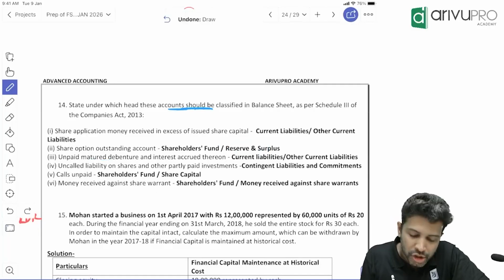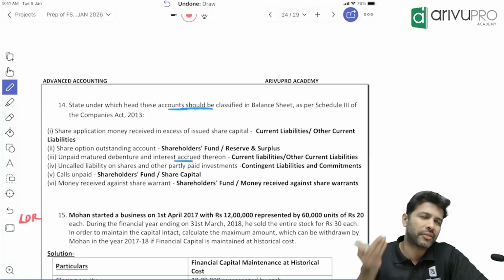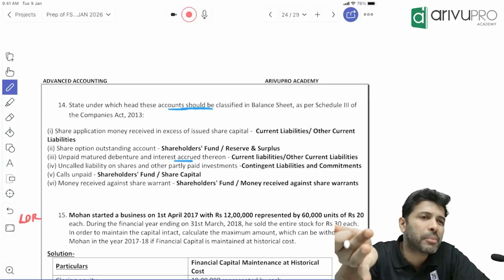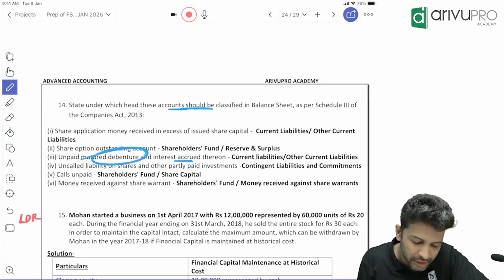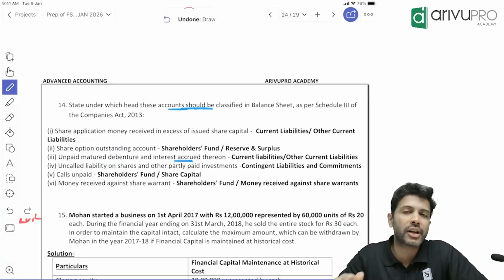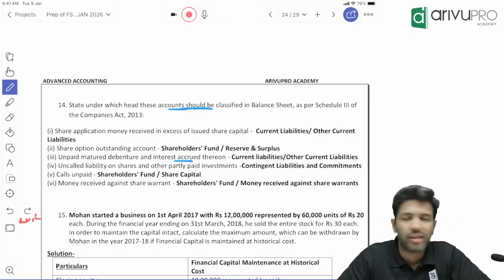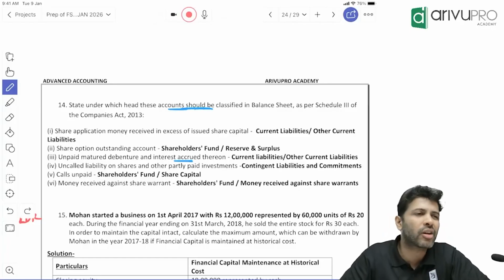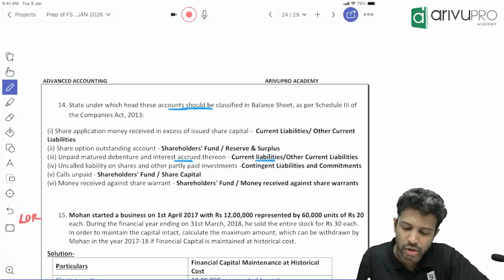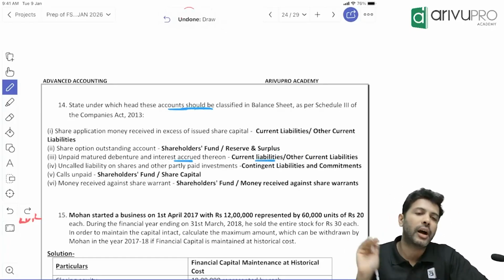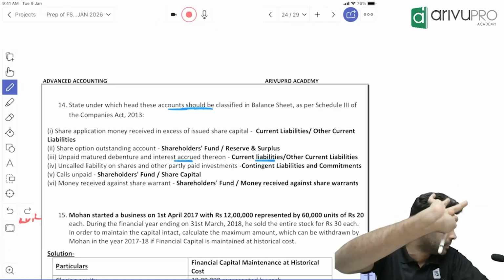Unpaid matured debentures and interest accrued. If it is unpaid, obviously it's a liability. And has it already matured? If the debenture's due date has come, can you delay the payment or do you have to make it immediately? Is this a non-current liability or a current liability? This has to be shown under current liability, under other current liability, because the debentures have matured. So you have to pay it immediately now.